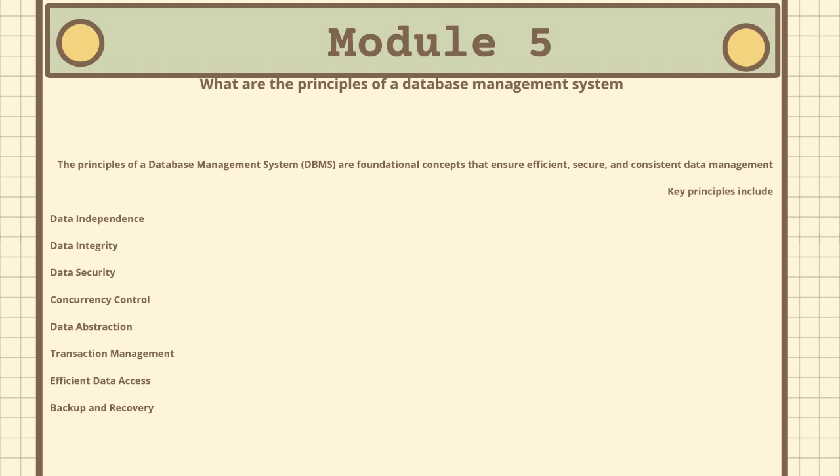What are the principles of database management system? The principles of a database management system are foundational concepts that ensure efficient, secure, and consistent data management. Key principles include: first, data independence, the separation between the application and the data. This allows changes in data structure without affecting the application layer. Second is data integrity. Ensures accuracy and consistency of data through constraints like primary keys, foreign keys, and check constraints.